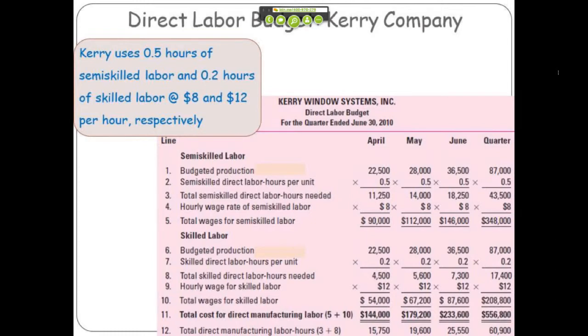So Kerry Industries knows they need a half an hour of semi-skilled labor and 2/10 of an hour of skilled labor to produce a product at $8 and $12 per hour, and then the math becomes pretty straightforward. You know how many units of production you have. You need a half an hour per unit. That's the total number of hours of semi-skilled labor at $8 an hour. That would be the total cost of your semi-skilled labor, and the same thing would be done for your skilled labor. Again, driven by the production and sales budgets.